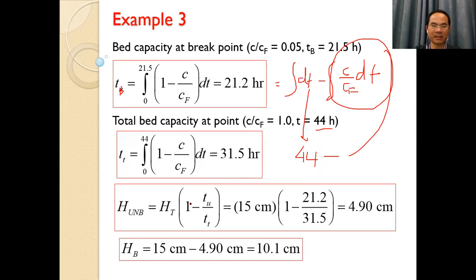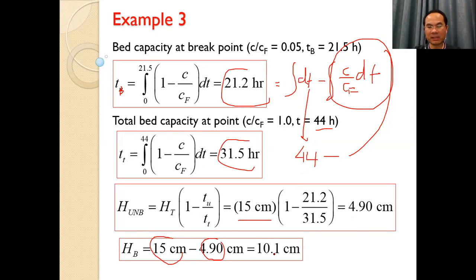And then you calculate SUNB, the unused bed height. The unused length equals ST times (1 minus TU over TT). ST is 15 centimeters, TU is this, TT is this. You get 4.9 centimeters. Please remember that for scale up with this model, we assume the unused bed height is constant. For this case, you calculate SB, equal to S total minus SUNB, equal to 10.1.